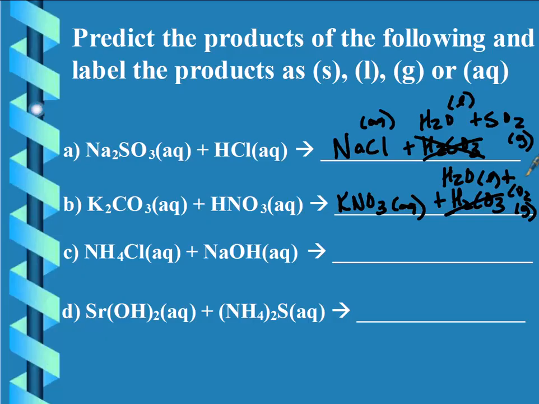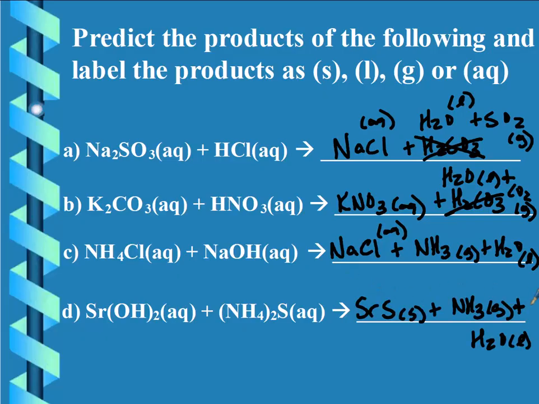Going to try those last 2 on your own. Restart when you're done. So on C, you should have got an NaCl, aqueous, NH3 gas, and H2O liquid. Notice on this one, I didn't put the NH4OH. I could have written that and crossed it out like I did on the other examples. And this last one also produced ammonium hydroxide, so we get ammonia, water, and strontium sulfide, which is going to be a solid.